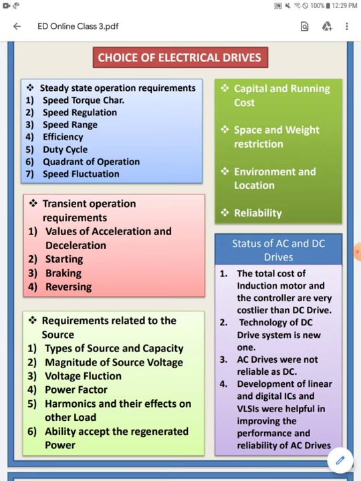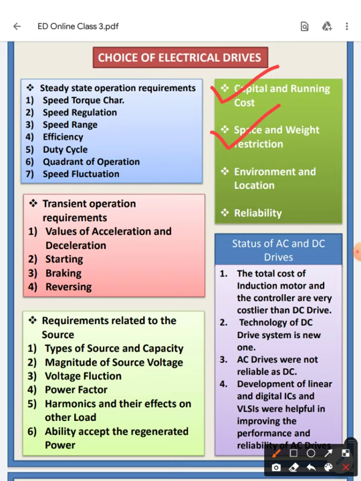The fourth requirement is capital and running cost, which should be considered. Space and weight restriction is also there. There are some contaminated areas where not all kinds of motors can be connected, so space is another factor and weight is also another factor. So during the selection of the motor, we have to consider the space as well as the weight.